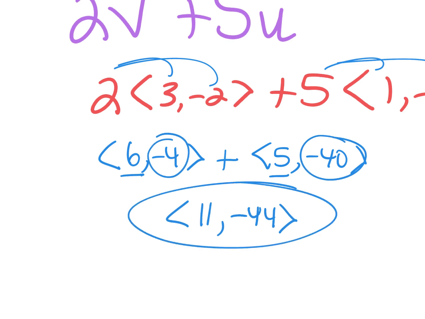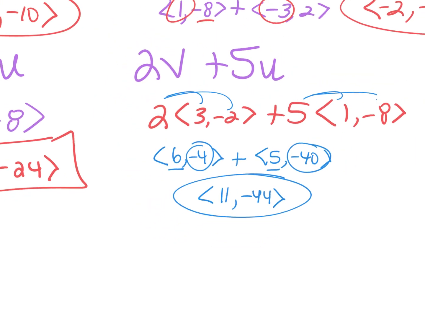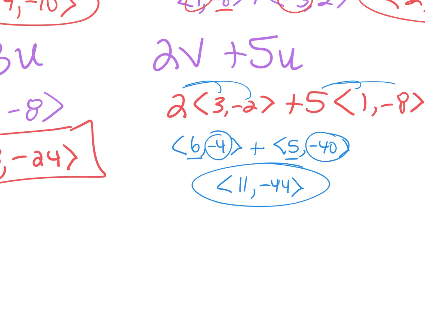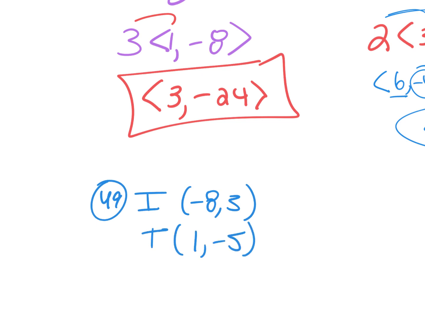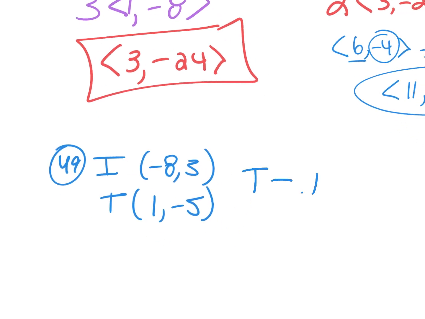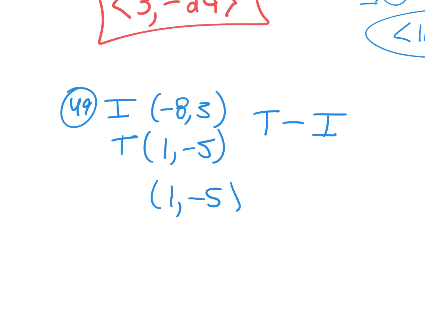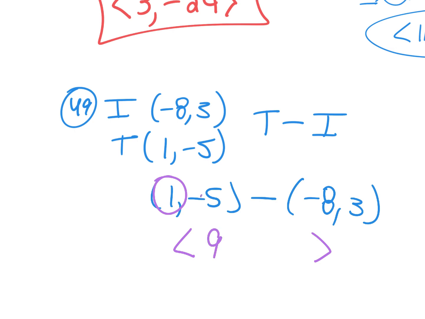You guys with me? All right, I'm going to do another one. Do you guys remember how to find, if we look at 49? 49 gives me my initial point is negative 8, 3, and my terminal point is 1, negative 5. Do you remember how to find the vector? Terminal minus initial. Very important. So you have 1, negative 5 minus negative 8, 3. Terminal point minus initial. When we make a vector, we have our little arrows here. So I have 1 minus a negative 8 gives me 1 plus 8, which is 9. Then negative 5 minus 3 gives me negative 8. And that would be your vector.